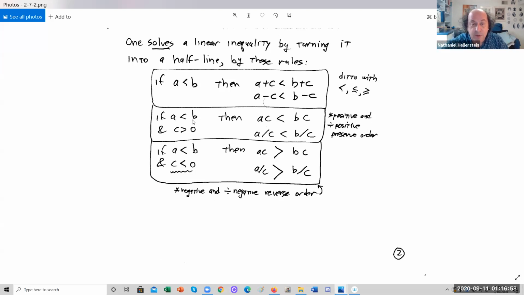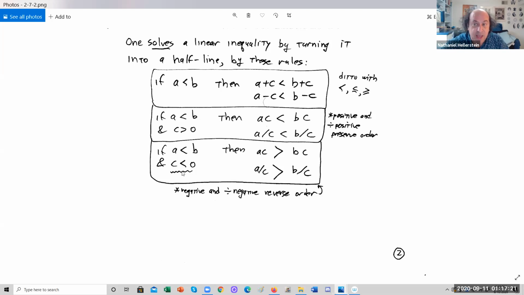Now here we have multiplication. It gets a little complicated. If a is less than b and c is positive, greater than 0, then a times c is less than b times c, and a divided by c is less than b divided by c. So multiplying or dividing by a positive preserves the order. If you double them, or halve them, they'll still be in the same order.